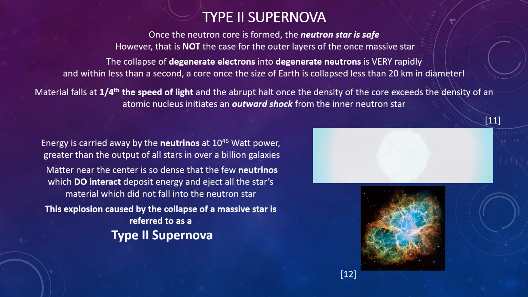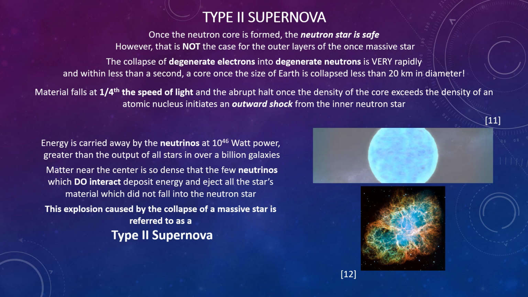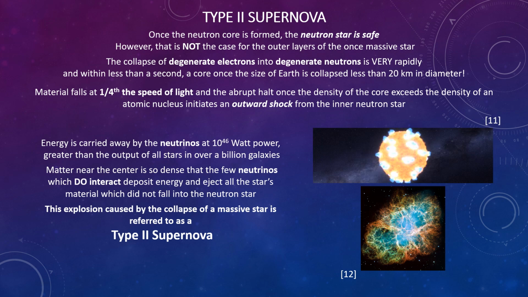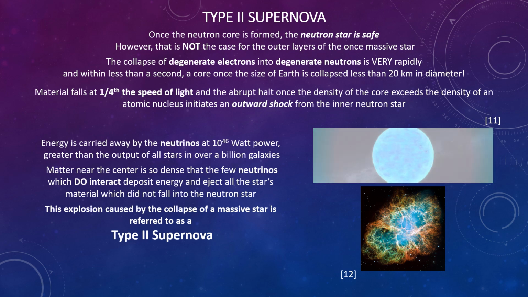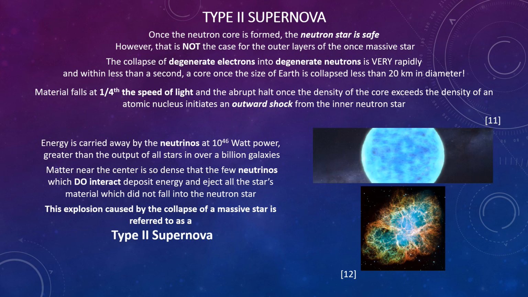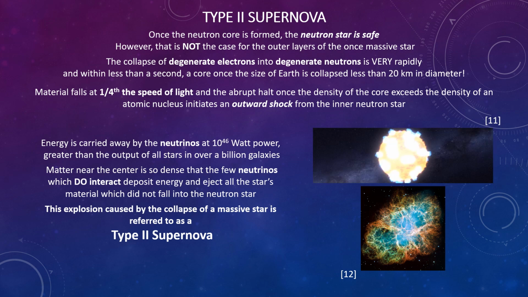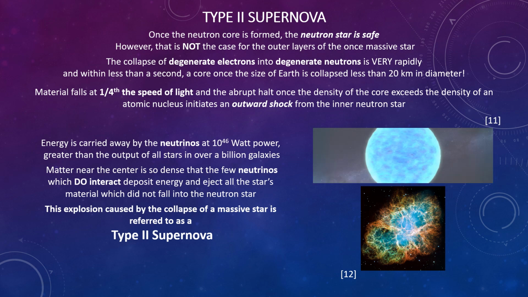So when neutron stars form, they happen during type 2 supernova. The neutron core is safe, but those outer layers are going to rebound during their collapse inwards and create a huge explosion. And the collapse of the degenerate electrons into degenerate neutrons is very rapid and can happen in less than a second. And so the core, which was once the size of the Earth, then collapses down into 20 kilometers. This means that matter is falling at nearly 1/4 the speed of light.